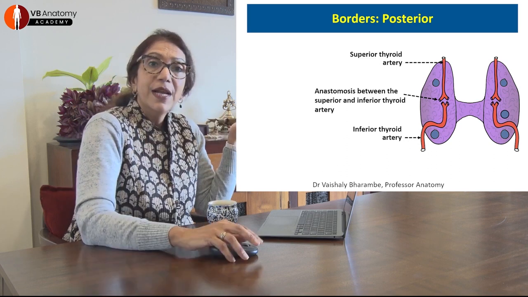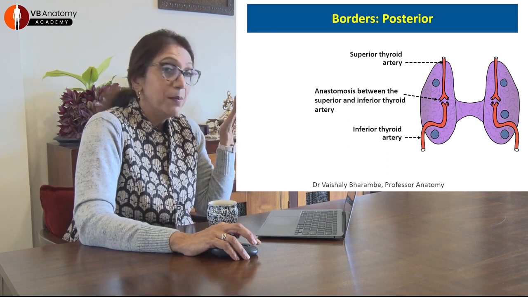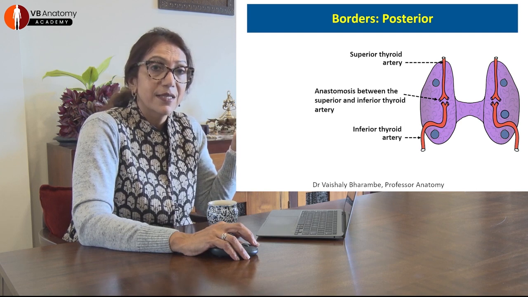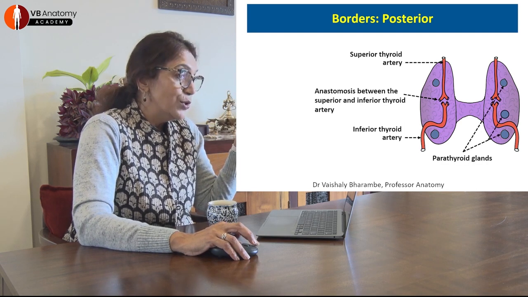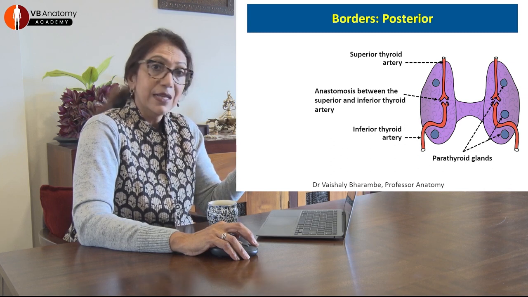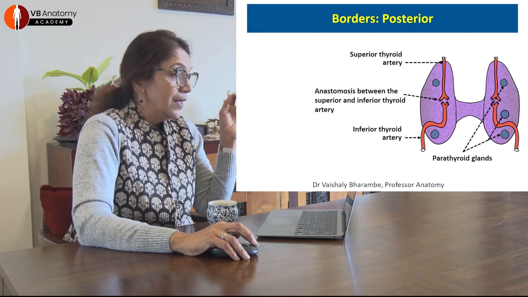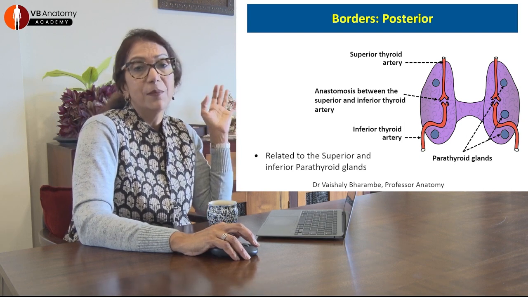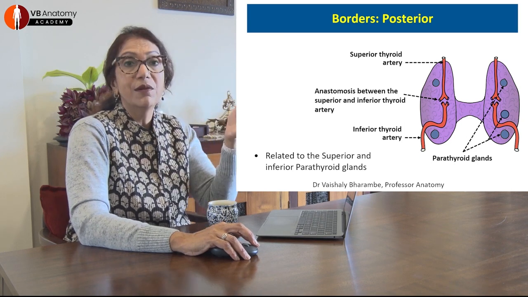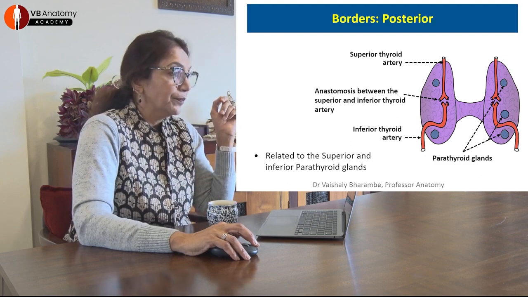What else will I find there? I will find my precious parathyroid glands. Okay, so these are the glands, as you can see. The posterior border is related to the superior and inferior parathyroid glands. It's very important. We will need it later.